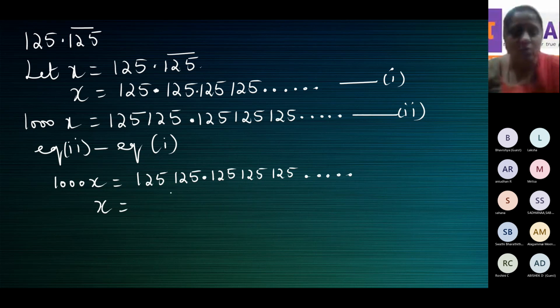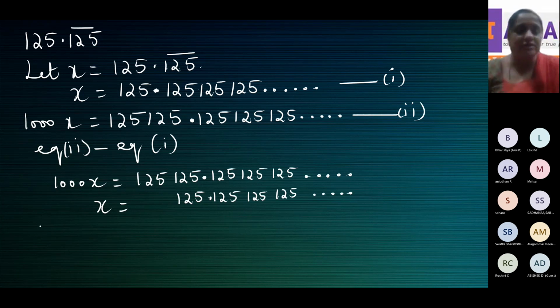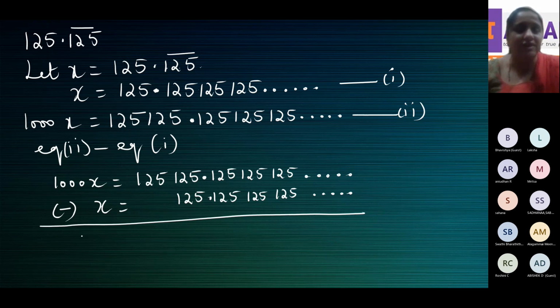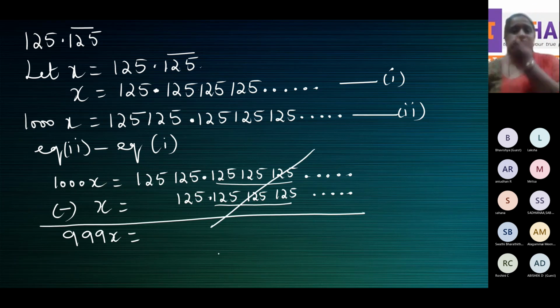What is x? x is 125.125125 goes on forever. Now I said you should subtract these 2 equations. So now 1000x minus x is 999x is equal to. Now you see here after the decimal point, you have the same thing after the decimal point. After the decimal point, you have the same thing. So they get cancelled. You have the same thing after the decimal point in both the cases. So they get cancelled.